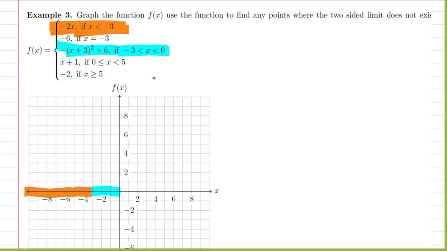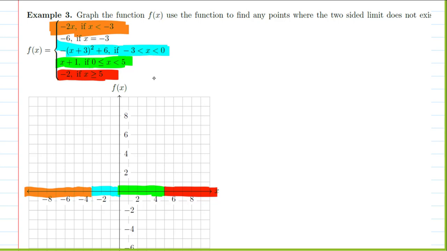Then my next domain is going to be from 0 to 5. Well, that's right here. And then my last domain is bigger than 5, and that's going to be right here. So when graphing a piecewise function, remember we just graph each of the pieces on their respective domains.